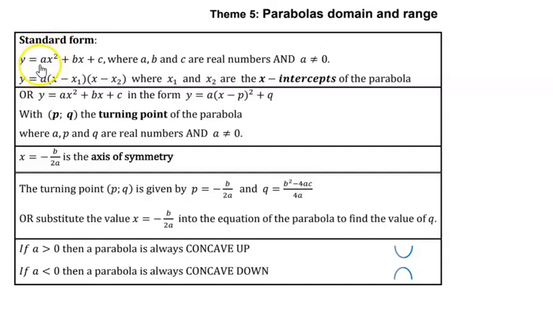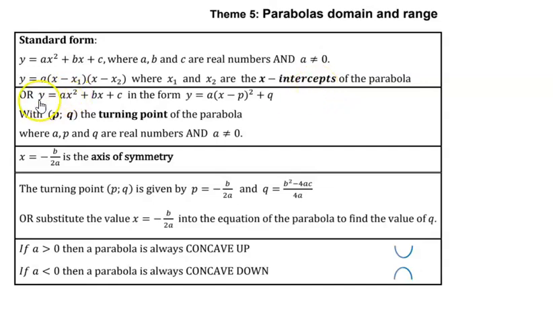We know this y equal to ax squared plus bx plus c by heart now, but we can also add this one, y equal to a times (x minus x1) times (x minus x2), where x1 and x2 represent the x-intercepts of the parabola.